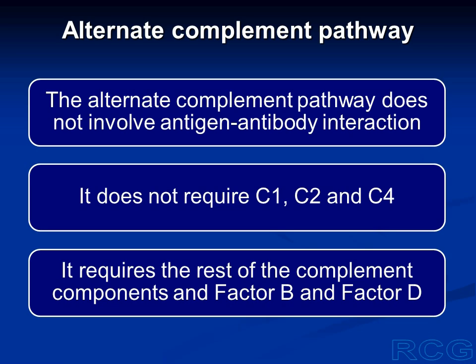The third complement pathway is the alternate complement pathway. This pathway also does not require antigen-antibody interaction, and it also doesn't require C1, C2 and C4. It requires C3 and then C5, 6, 7, 8 and C9. And in addition, it requires two proteins, factor B and factor D.